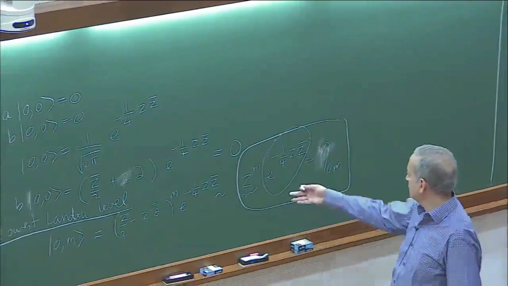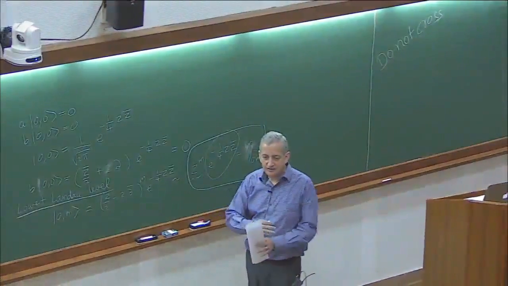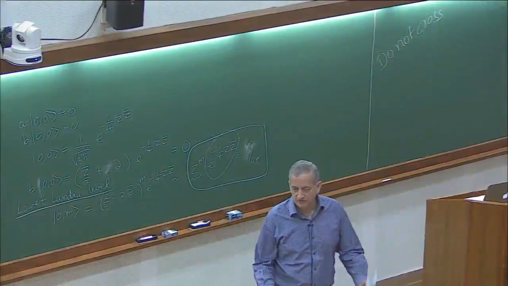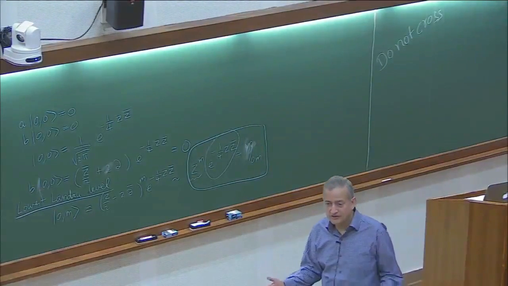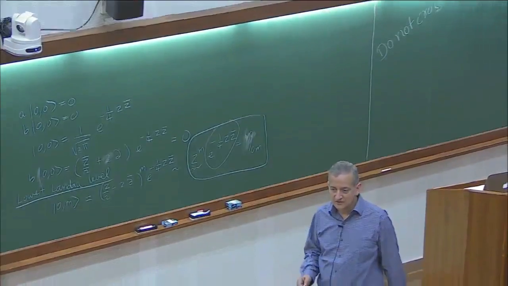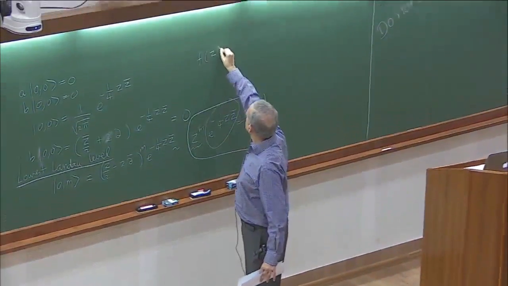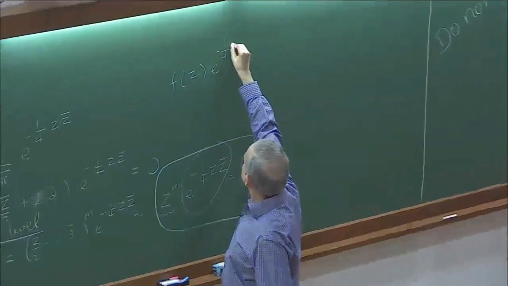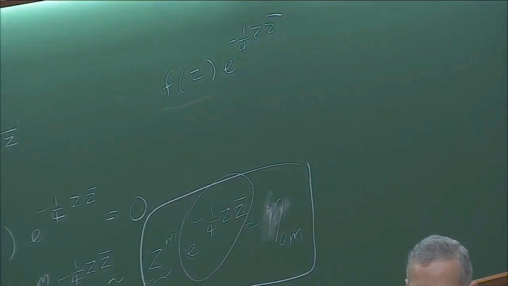By putting m equals 0, 1, 2, 3 up to infinity, I span the full Hilbert space of the lowest lambda level for a single particle. So in general, if you want to write any wave function in the lowest lambda level, you would say that it will have a form where this f is some analytic function of that. Okay?